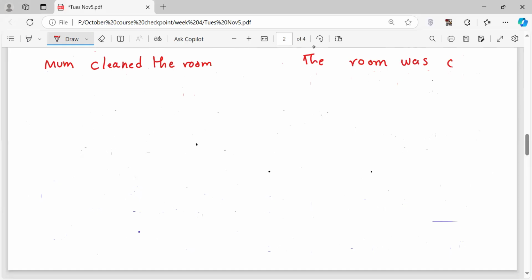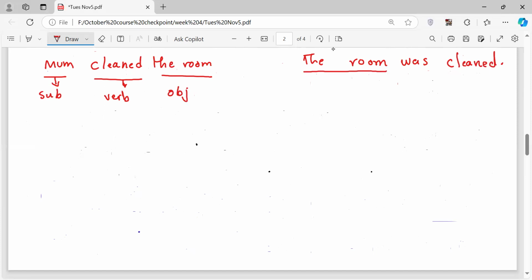We want to change sentences from active to passive. Look at the sentence and how it was changed. Mom cleaned the room. Look at the change: The room was cleaned. Here, mom is a subject. Cleaned is a verb. And the room is what? The object. Look at the passive sentence.